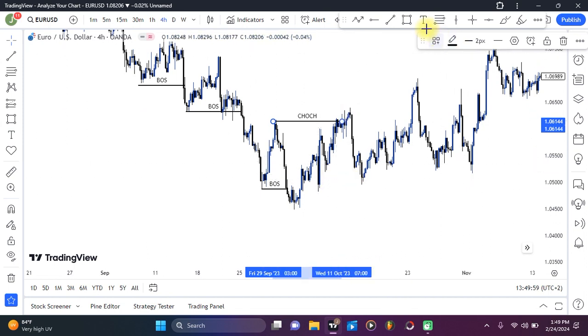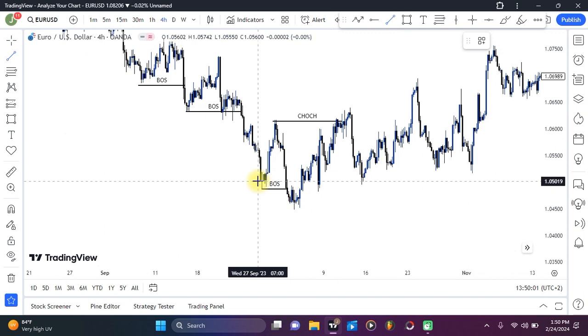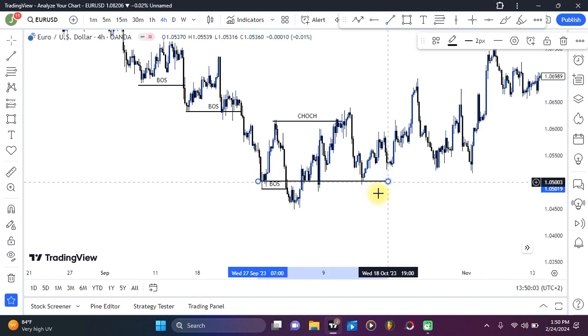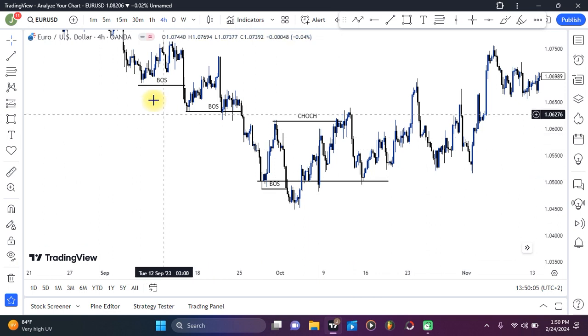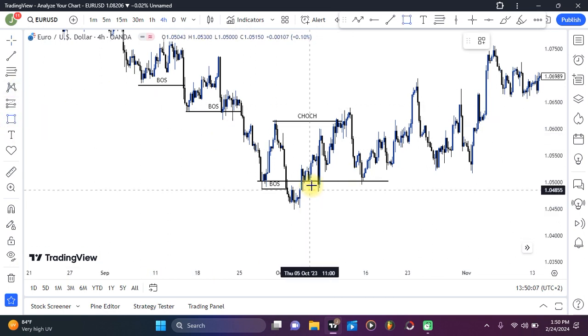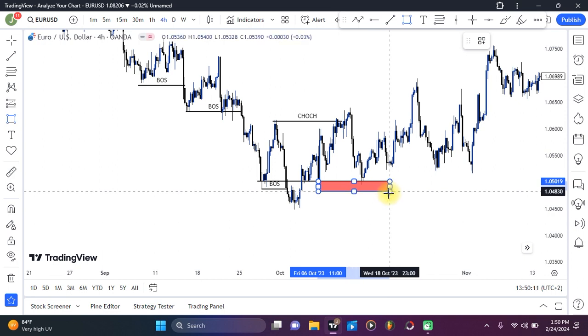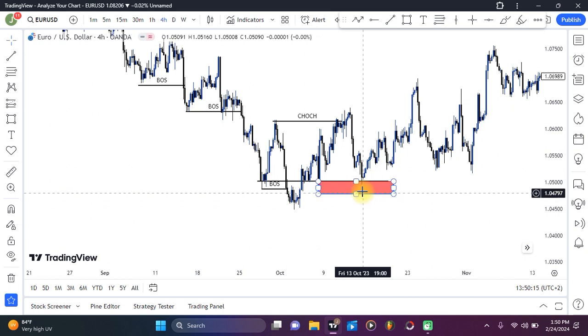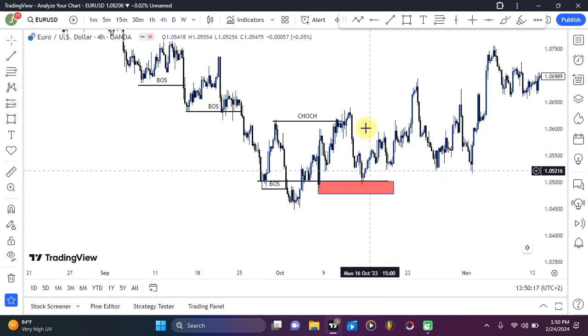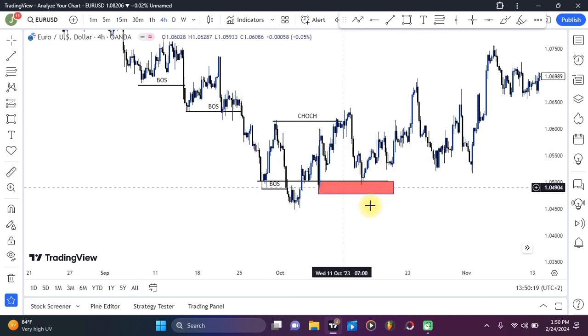As you can see, our QML level is going to be around this area, and this is the area where we would be looking to start buying to the upside. As you can see, the market came into this area, it tapped into this area, and this is where we dive into a lower time frame to confirm our entry.